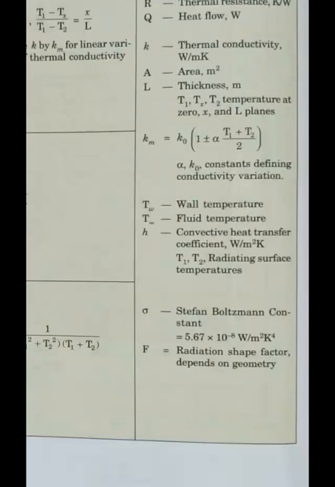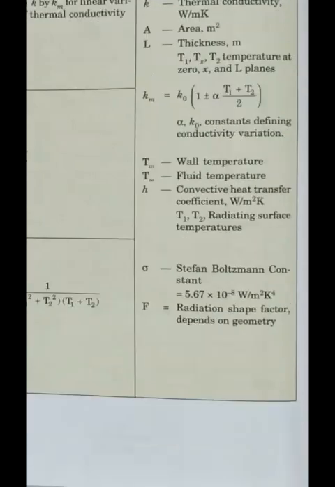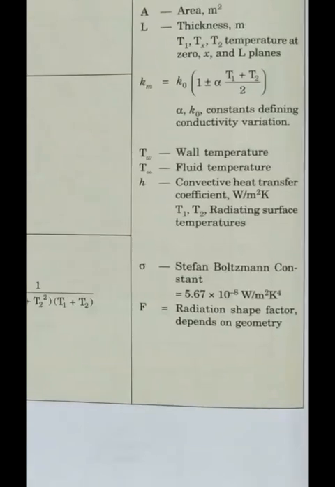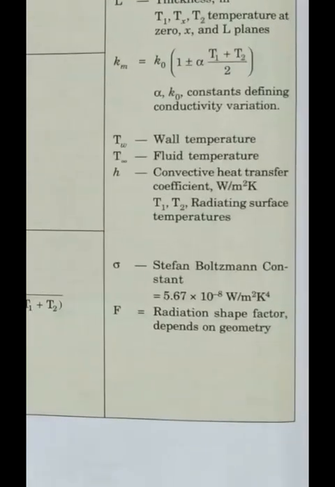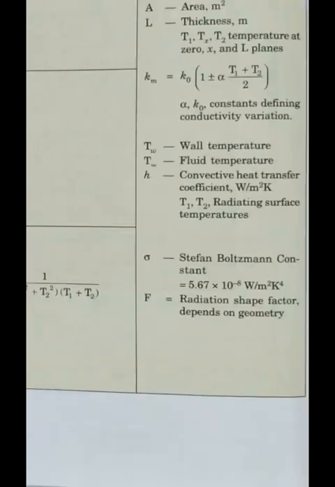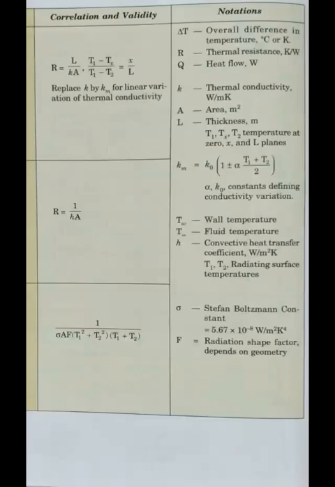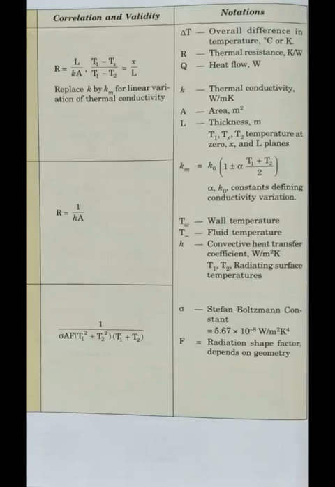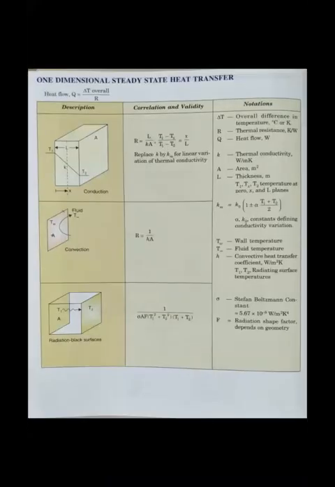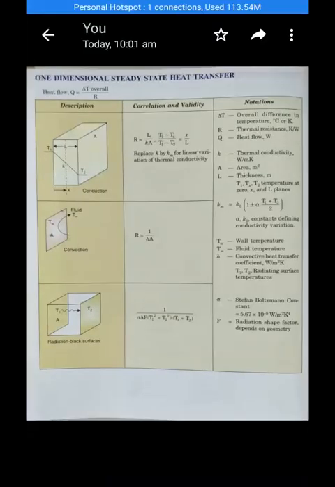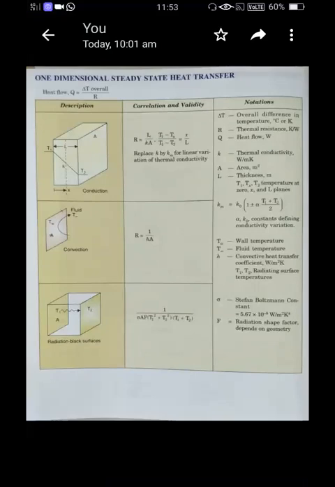Then Tw is the wall temperature, T infinity is the fluid temperature, H is the convective heat transfer coefficient, and sigma is the Stefan-Boltzmann constant, whose value is 5.67 into 10 raised to minus 8. F is the shape factor. Later on we'll discuss what the shape factor is; you have a separate chapter for thermal radiation. This is on page number 42 or 43 in your data handbook. Please go through this.